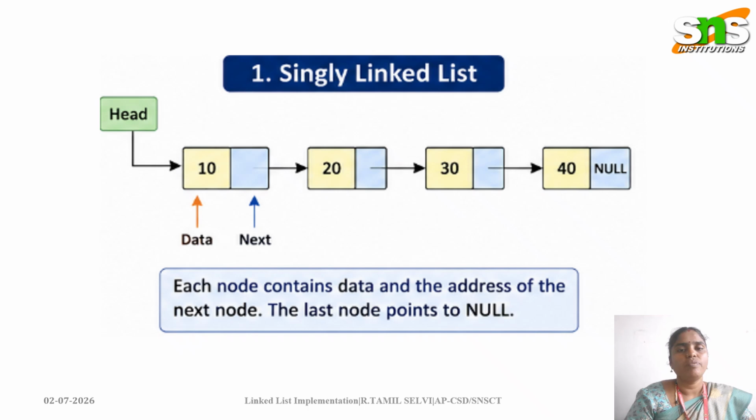We have three types of linked list. The first one is single linked list. In a single linked list, each node contains data and the address of the next node. The last node points to null.